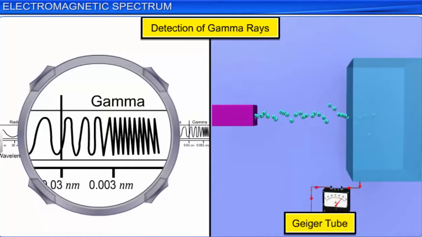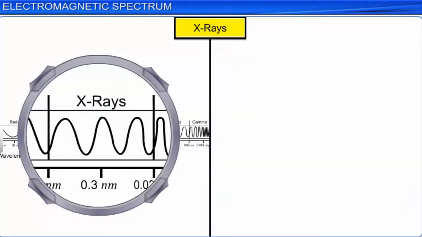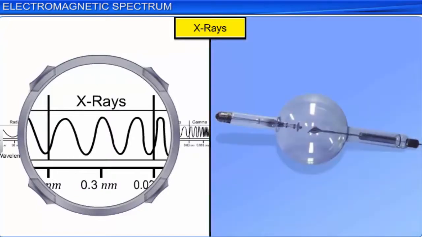Let us now learn about X-rays. They are produced by bombarding heavy metal targets like molybdenum with high-speed electrons in a Coolidge tube, which is also called an X-ray tube.